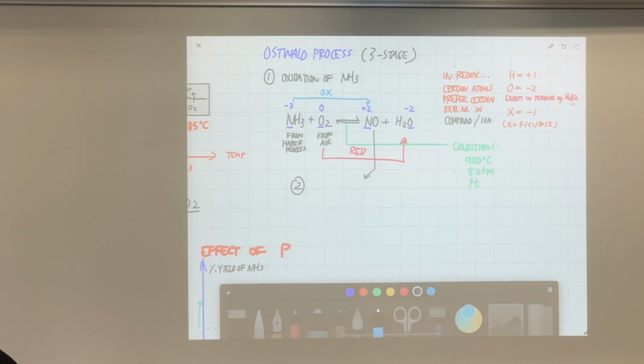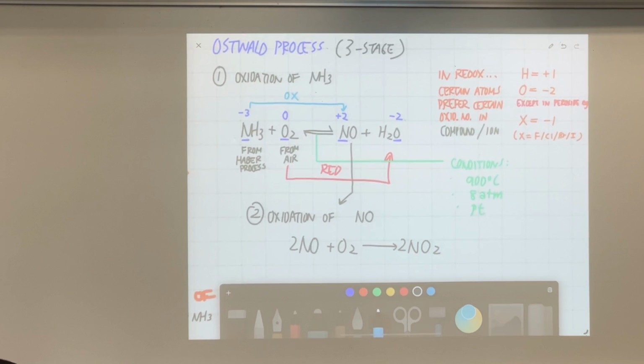Step 2 here is the oxidation of NO by air. So you have NO plus oxygen becomes NO2. So you get NO2 in here. Oh, I forgot to balance this equation. Can you put this down? 4, 5, 4, 6. Quite easy to remember. 4, 5, 4, 6. Okay, so the numbers.